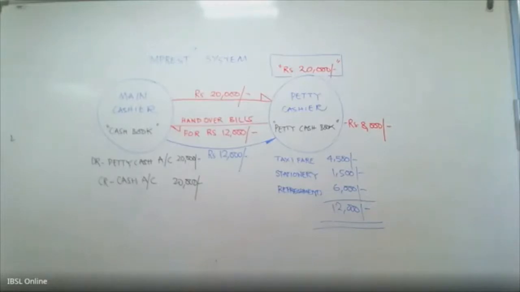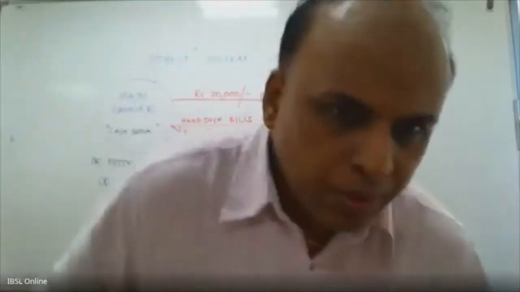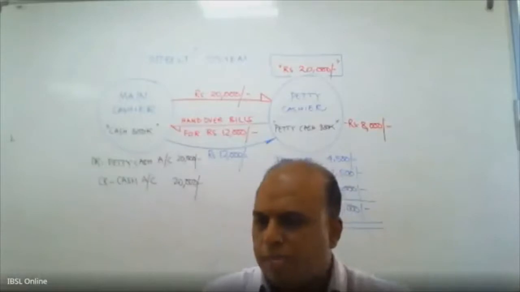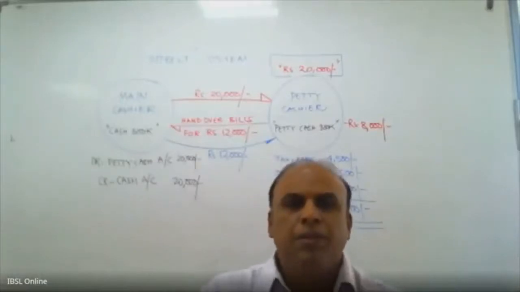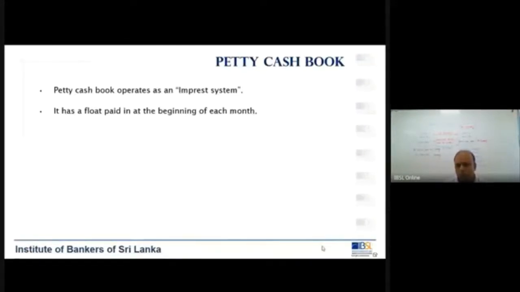Right. So under the petty cash book, as I explained to you, the petty cash book operates as an imprest system. So I have explained what an imprest system is. It has a float paid in at the beginning of each month. So in the example that I told you, it is 20,000. This 20,000 is also known as the float amount. So you can mark it in what you have taken down. 20,000 will be known as the float amount.